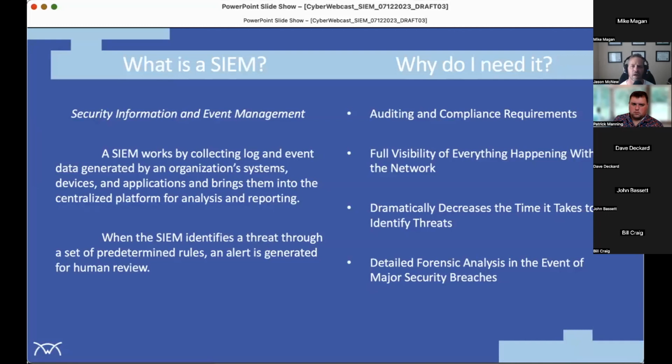SIEM is, I think John already covered this, so I don't want to spend too much time on these slides. But again, it's security information event monitoring, and it works by collecting logs. The main problem here is that all the devices on your network generate logs: servers, routers, switches, firewalls, IoT, VoIP. And these logs are not intended to be human friendly, and there could be hundreds of thousands of events per day, and we need to feed these into a fusion and correlation engine so we can figure out what's going on.